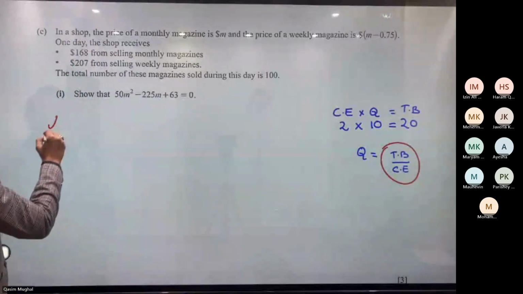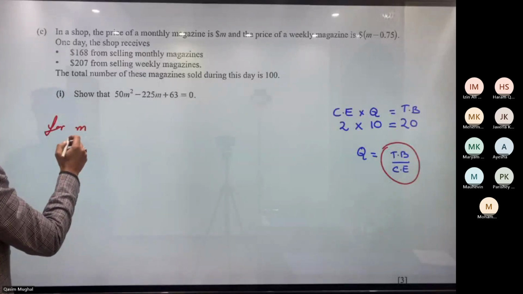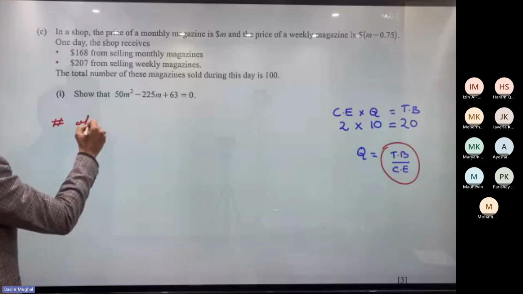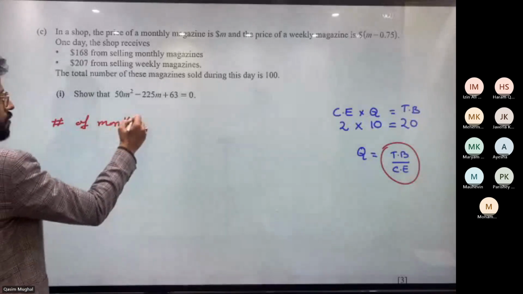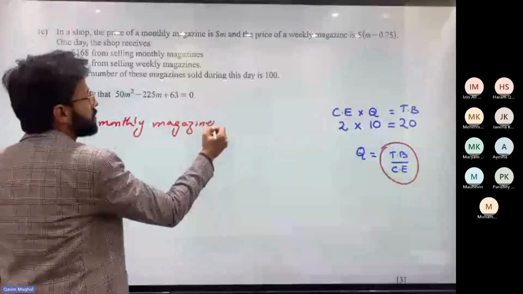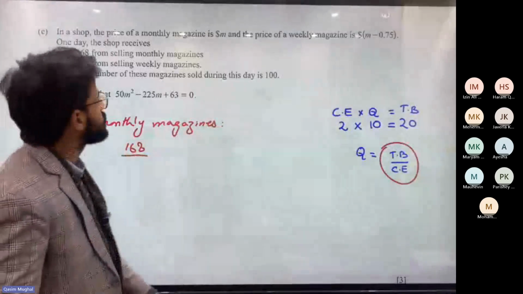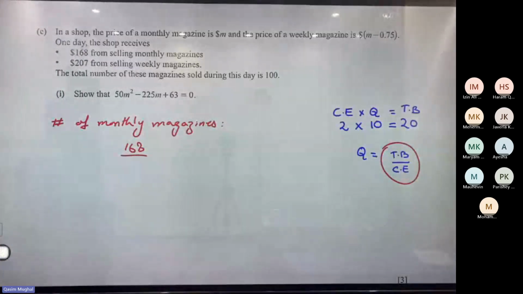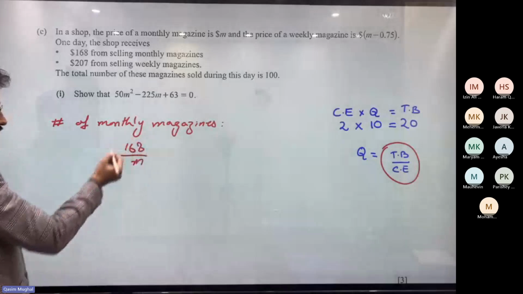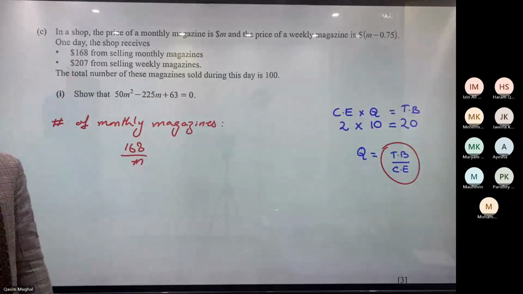So number of monthly magazines: 168 over cost of each. What is the cost of each monthly magazine? M. So these are the number of magazines sold on that particular day.